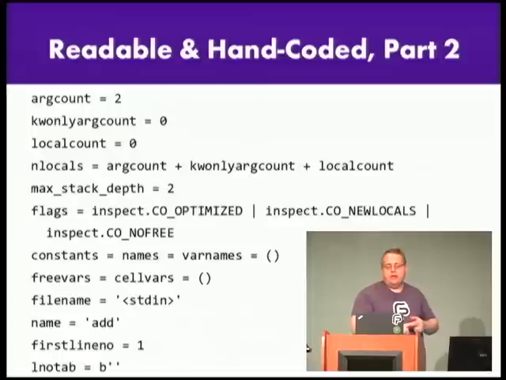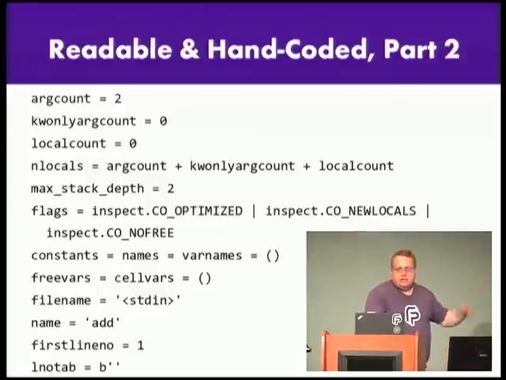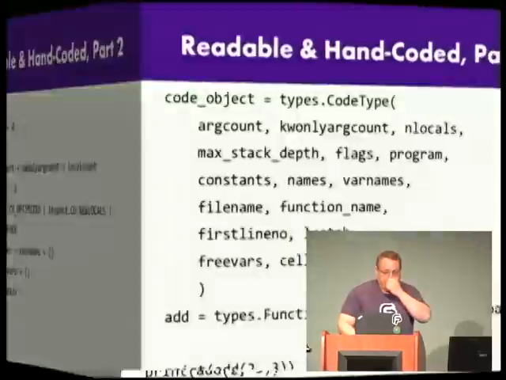Now, I was a jerk, so I didn't bother to define names and var names, even though this does actually have some var names in it. But that's just an empty tuple. It runs anyway. Free vars and cell vars are both empty. It's not a nested function, nor does it contain nested functions. The file name I put standard in, again, because I'm a jerk. There probably was a legitimate file name at that point. Name of the function is add. First line number is 1. LNO table, that's empty, again, because I'm a jerk. If the binary add fails, it's not going to have line numbers. And finally, we're going to create the objects.